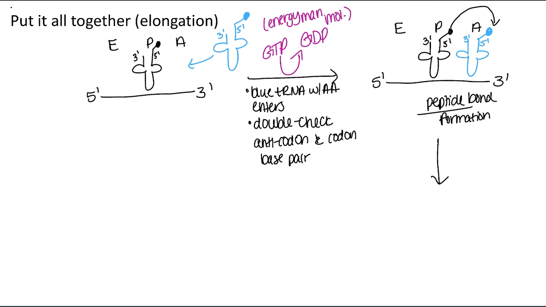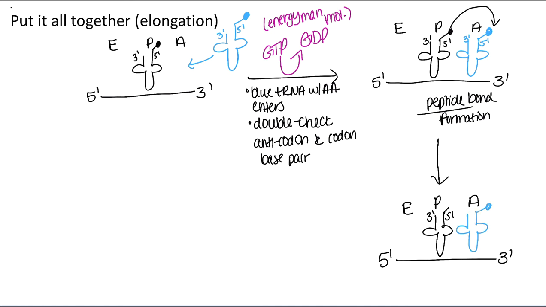After we get formation of that peptide bond, now we have our first tRNA that no longer has an amino acid on it, because that amino acid was bonded to the one on our blue tRNA. And now we have a blue tRNA that has its original amino acid and has the amino acid from the previous tRNA. So congratulations, now we have a dipeptide. How exciting.